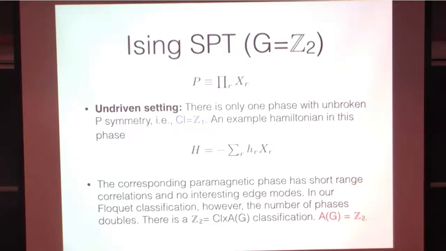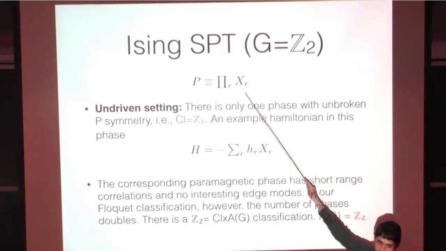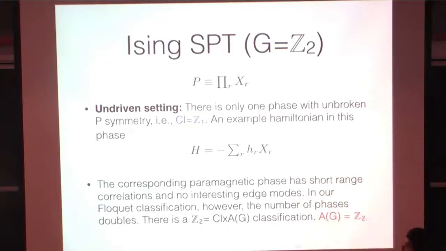So let's consider a system with Ising symmetry, and let's think about realizing this system on a Hilbert space with just spin halves on a lattice. We'll realize the Ising symmetry as a big product of Pauli sigma X matrices. So in the undriven setting, in fact, there's just a trivial SPT classification for these phases. There is no Z2 bosonic SPT in 1D. So that's what I mean by Z1. There's only one state here.